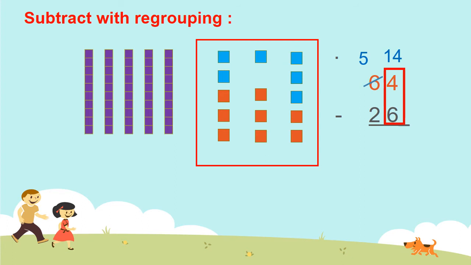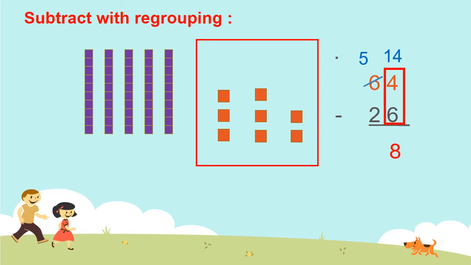We're going to take away 6. These are 6 now? Yes, 1, 2, 3, 4, 5, and 6. I'm going to remove the 6 because I want to subtract, take away. So remove the 6. How many do I have left from the 14? 1, 2, 3, 4, 5, 6, 7, 8. So now I have 8 ones.